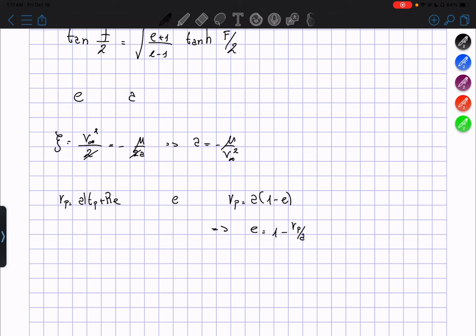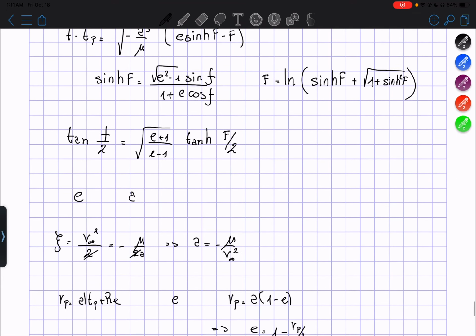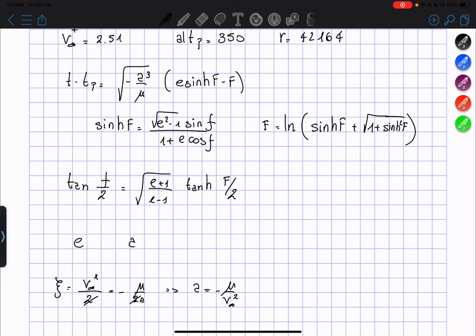And then we do E is equal to 1 minus R at perigee, which I haven't calculated yet. RP is equal to alt RE plus alt P. Okay, so I found A and E. Now I can find my F.